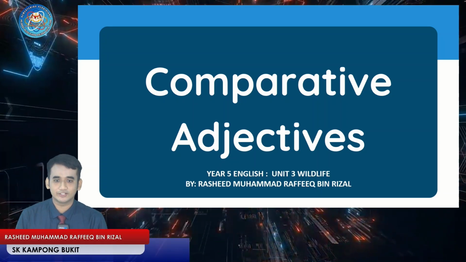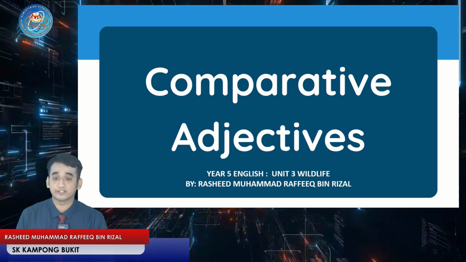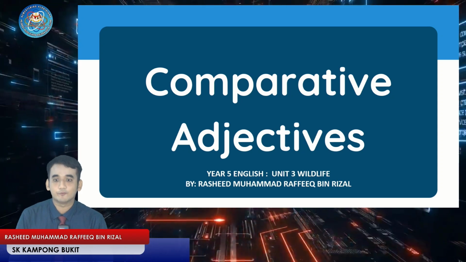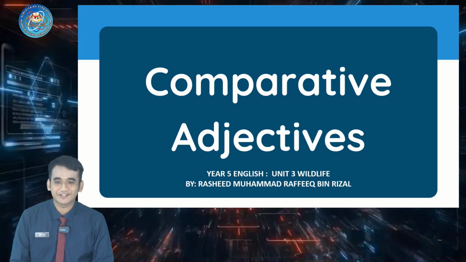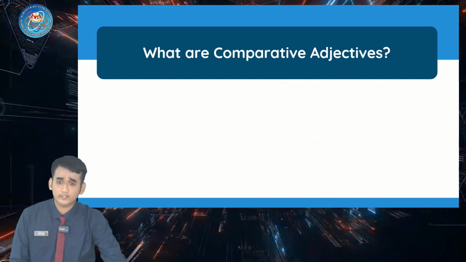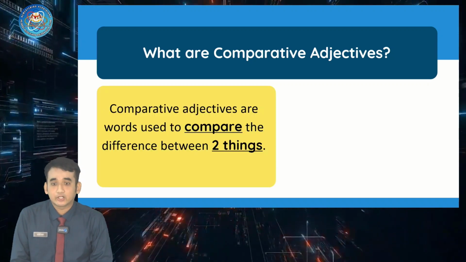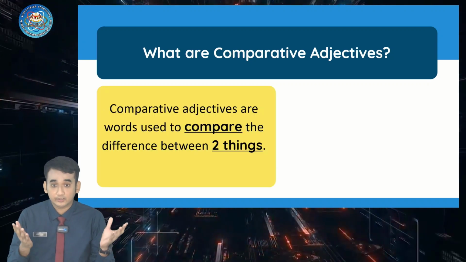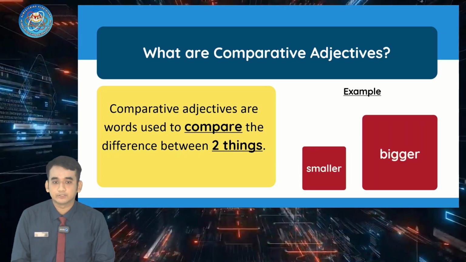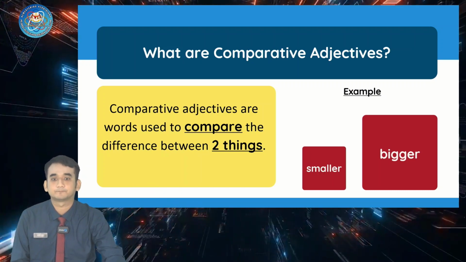Today we are going to learn about comparative adjectives in the subject of Year 5 English Unit 3 Wildlife. My name is Rasheed Muhammad Raffeeq Rizal and today we are going to learn more about comparative adjectives. So what are comparative adjectives? Comparative adjectives are words used to compare the difference between two things. For example, smaller and bigger.